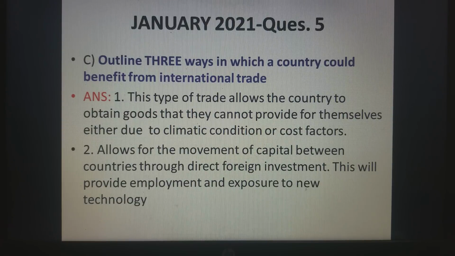Second reason for benefit of international trade would be that it allows for the movement of capital between countries through direct foreign investment. Now, this will provide employment and exposure to new technology, as we spoke about earlier. So, international trade will improve and increase the movement of capital, so the country can have more business activity taking place for economic growth to come about.